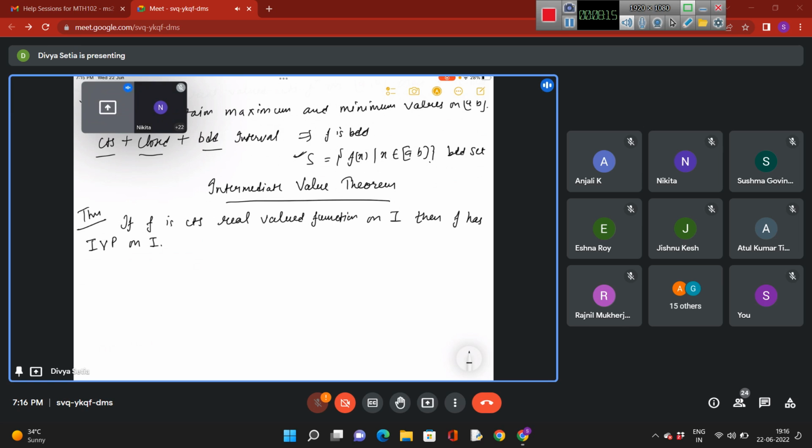What does that property mean? Intermediate value property means whenever you take two points in the interval, and there is a point which lies between f of a and f of b, then this point should be attained. Should be attained means there should exist some pre-image of this point.